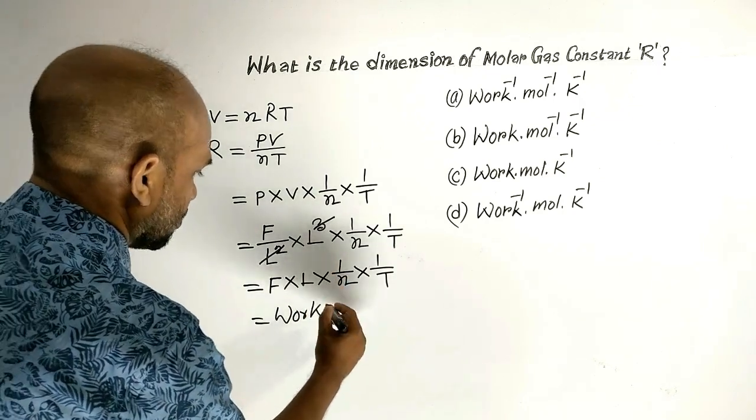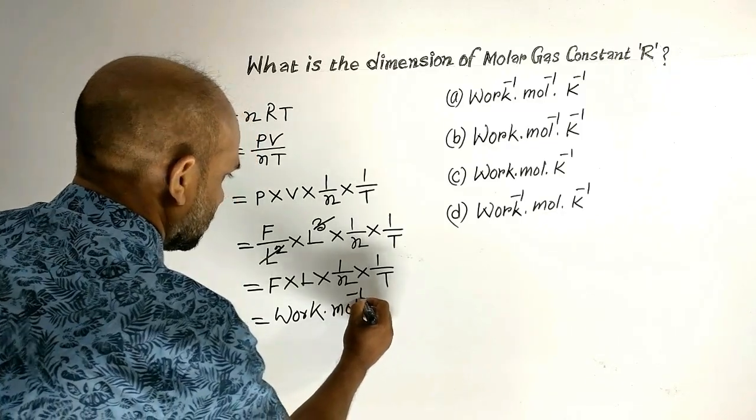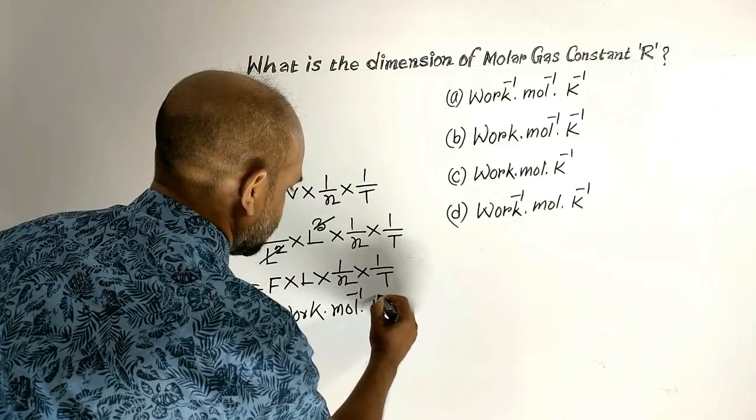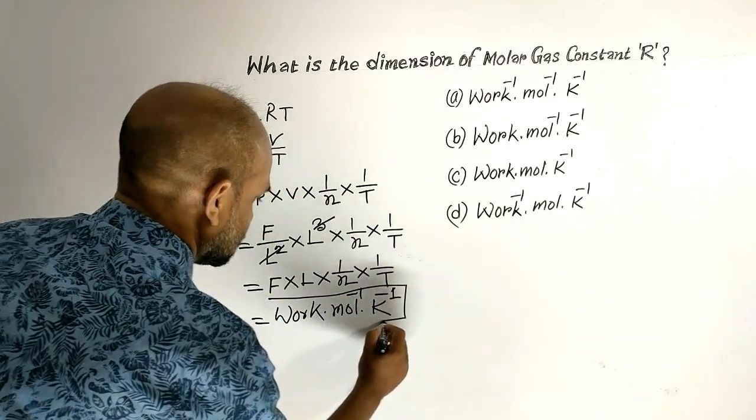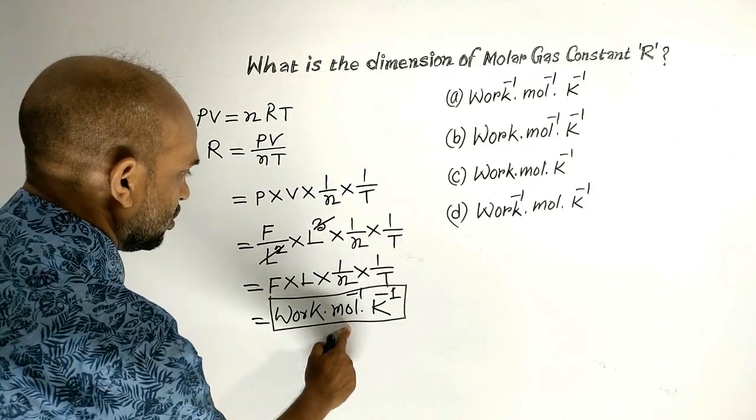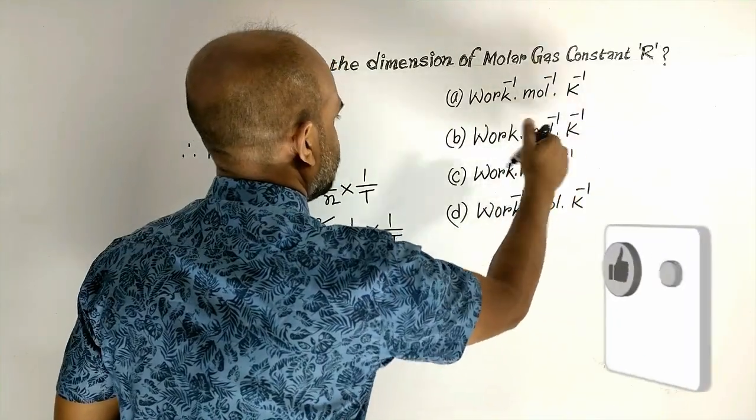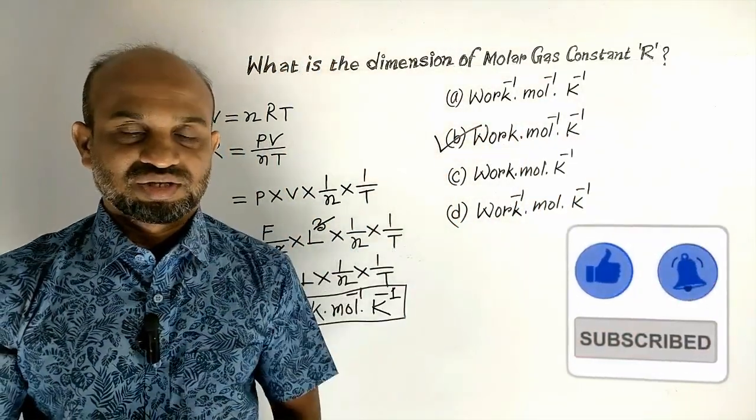1 by number of moles, per mole, 1 by Kelvin temperature, per Kelvin. This is the dimension of R. Work per mole per Kelvin. Dimension of molar gas constant R.